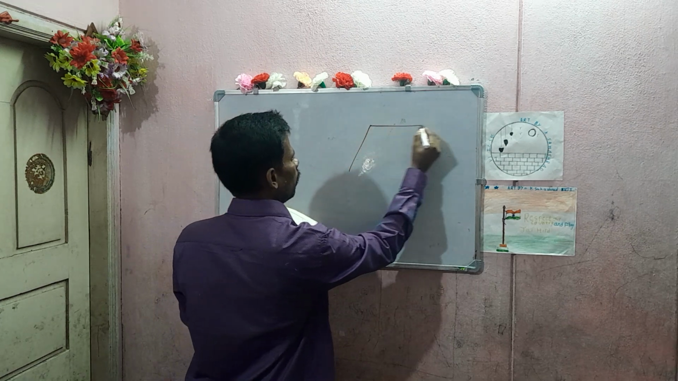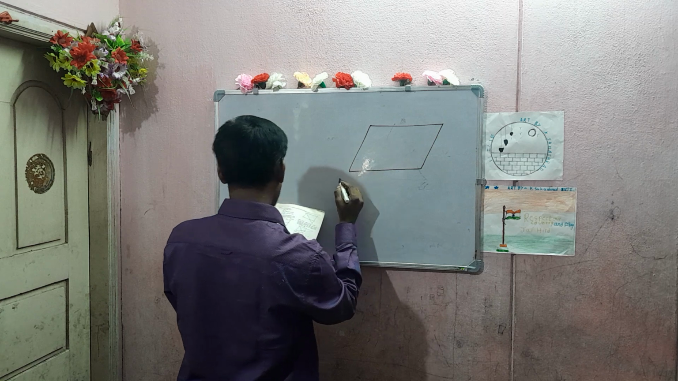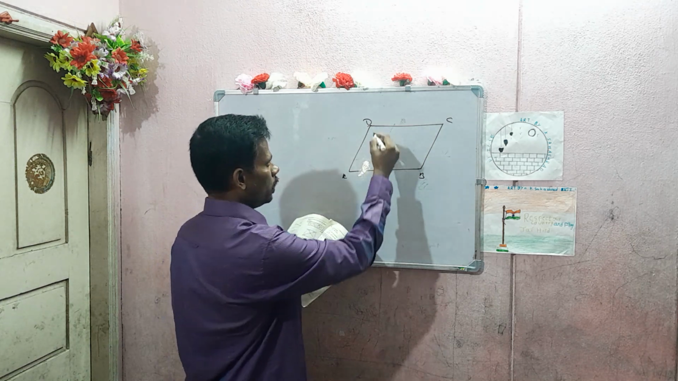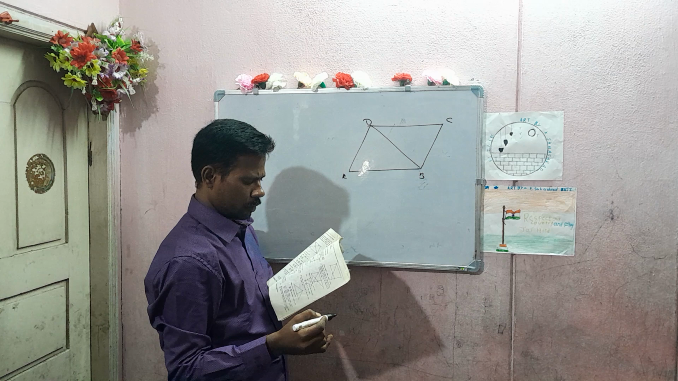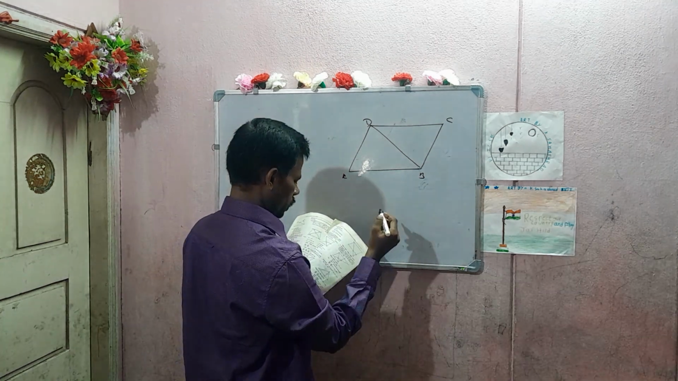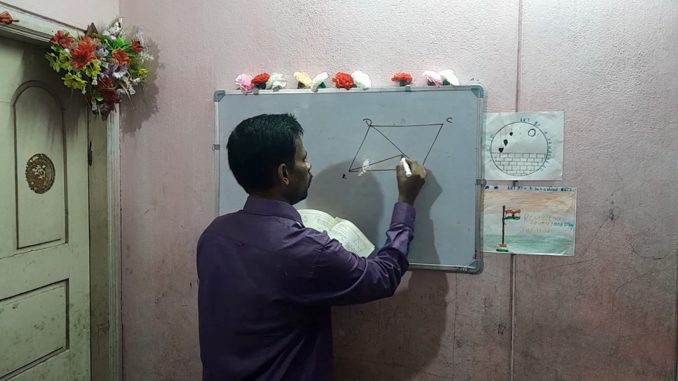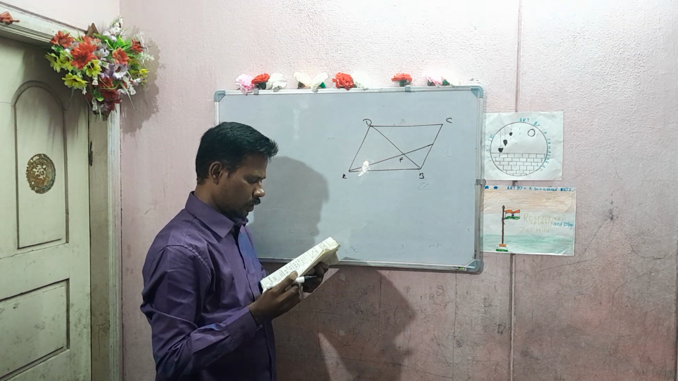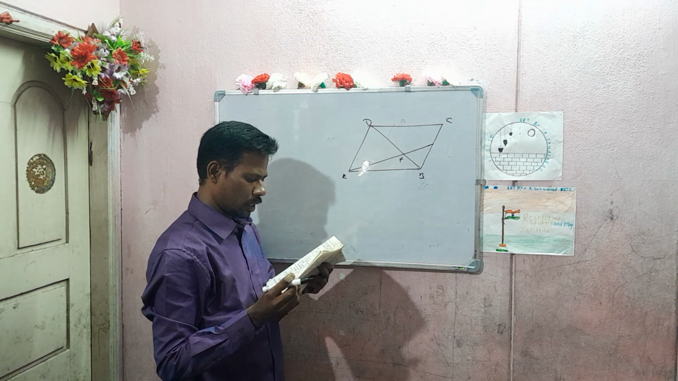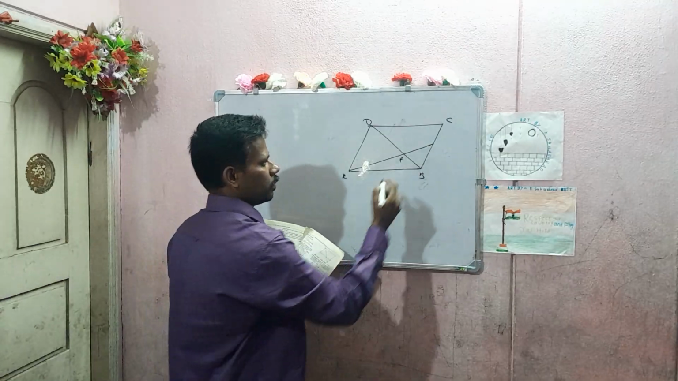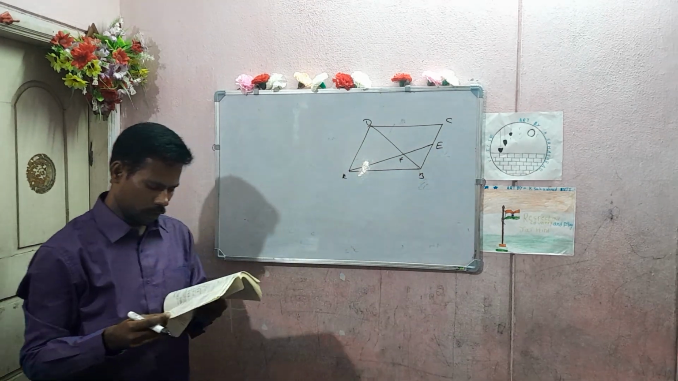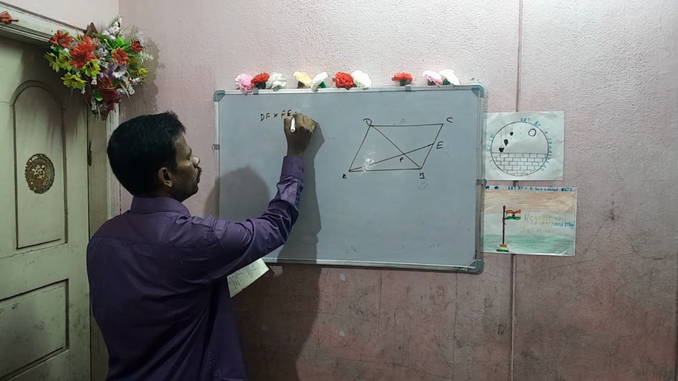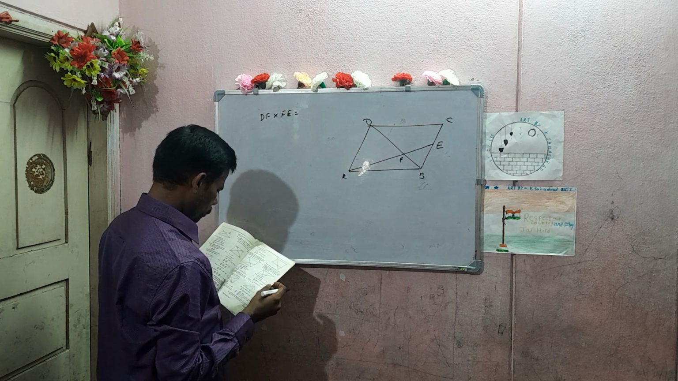The diagonal BD of a parallelogram ABCD intersects the segment at the point F, where E is any point on the side BC. So there, I think they have given the figure. You need to prove that DF into FE is equal to AF into FB.